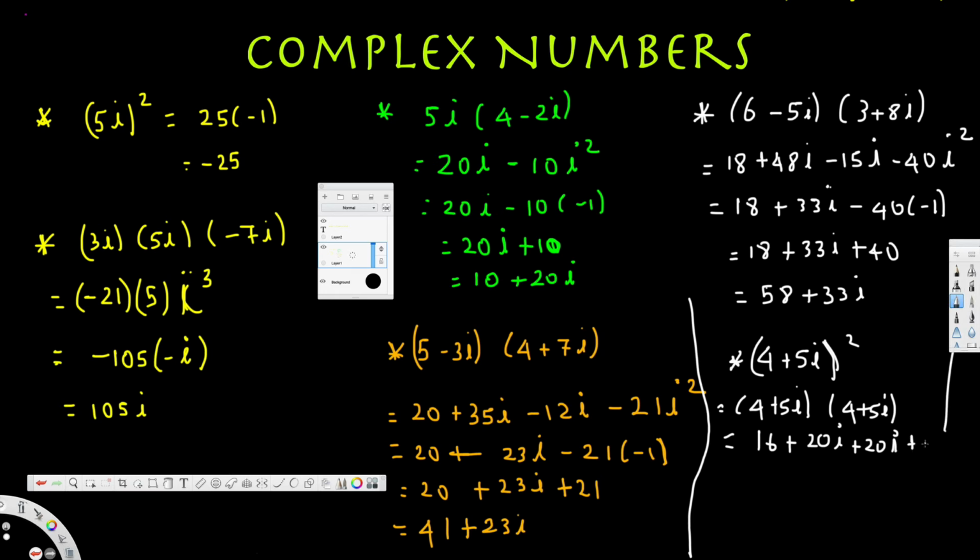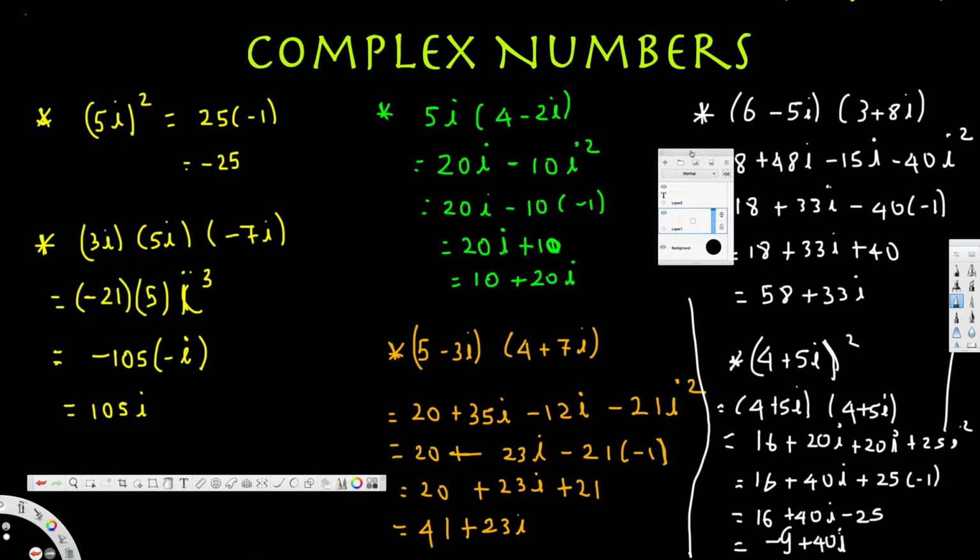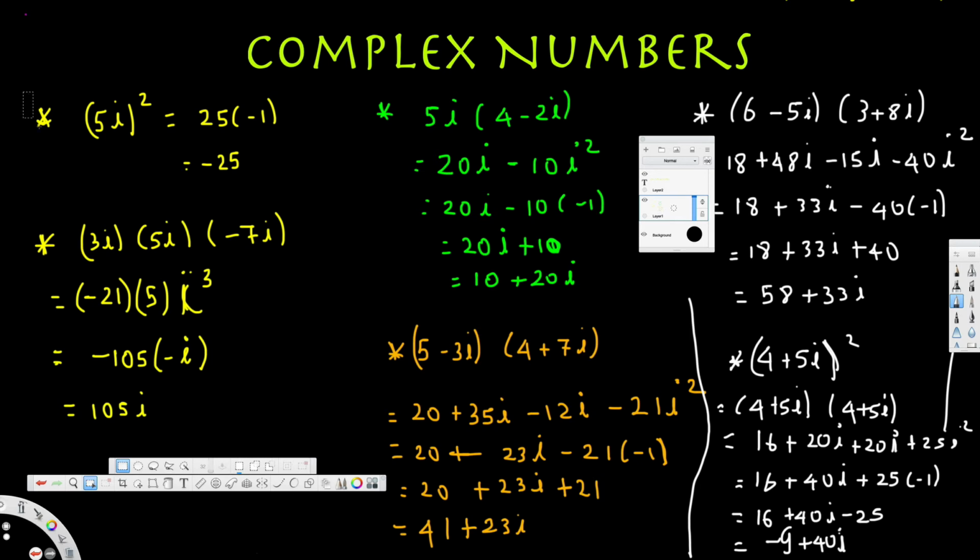Let's add the like terms. 16, 20i plus 20i, we will get 40i, and then 25i squared. i squared is negative 1, so we are going to get 16 plus 40i minus 25. 16 minus 25 is going to be minus 9, so we are going to get minus 9 plus 40i. Okay, now let's see some more. So I'm going to erase these first two here.